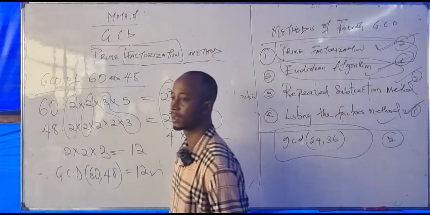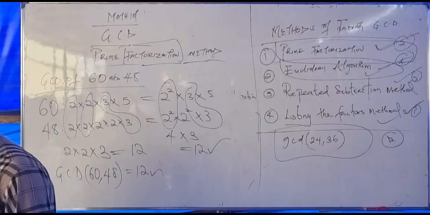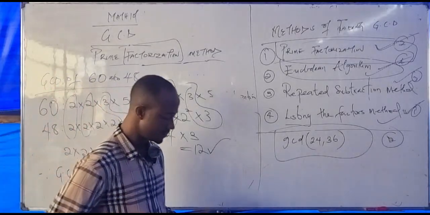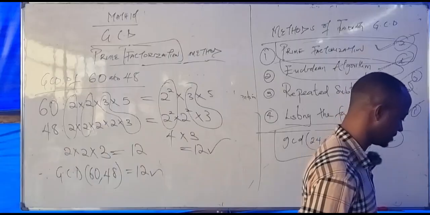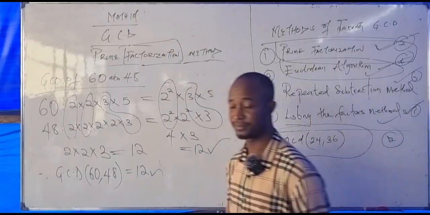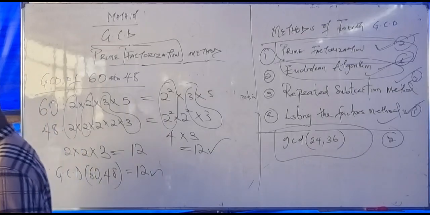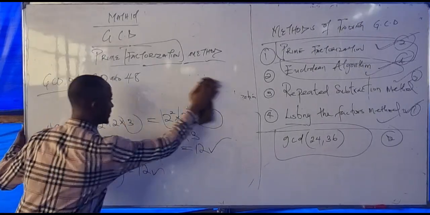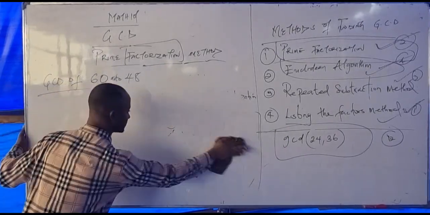Subtract the smaller number from the larger repeatedly until the two numbers become what? Equal. The result is the GCD. The result is the what? GCD. The result is the GCD.